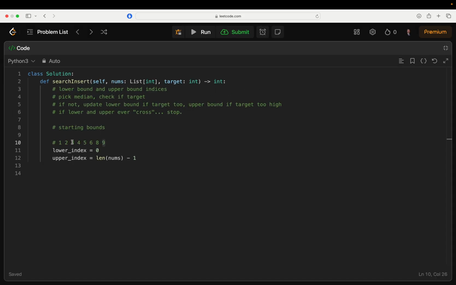0, 1, 3, 1, 2, 3, 4, 5, 6. 6 is not our target, and it's lower than the upper bound. Well, it's lower than the target. So this becomes our new lower bound.